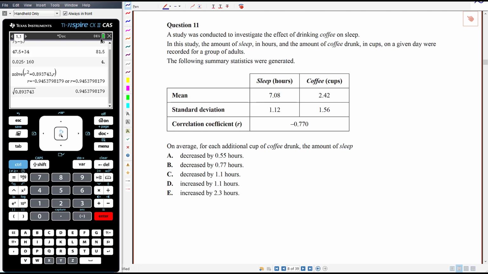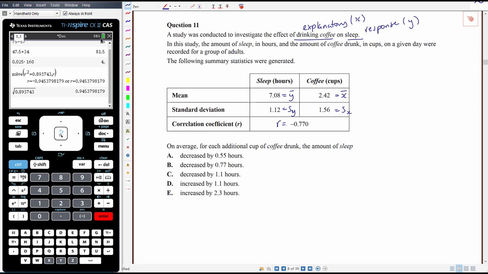Now, the thing to look at here is we want the effect of drinking coffee on sleep. So we want to look at drinking coffee as being the explanatory variable and the sleep to be the response, which means sleep is the y and coffee is the x. Therefore this is the mean of x, the mean of the coffee, and this is the standard deviation of x, and this is the mean of y, and this is the standard deviation of y, and this is r. Okay, so this is where we need to be able to refer to our formula sheet.